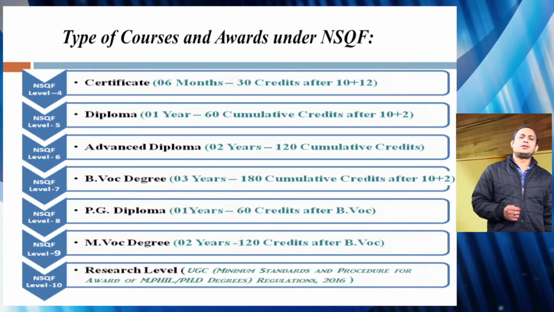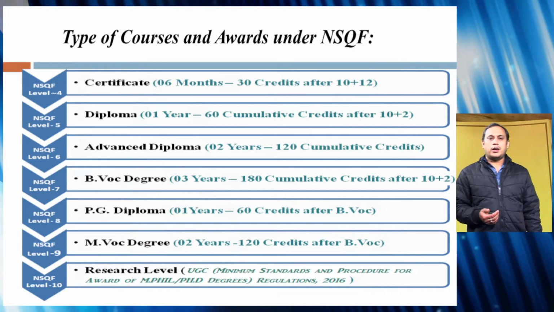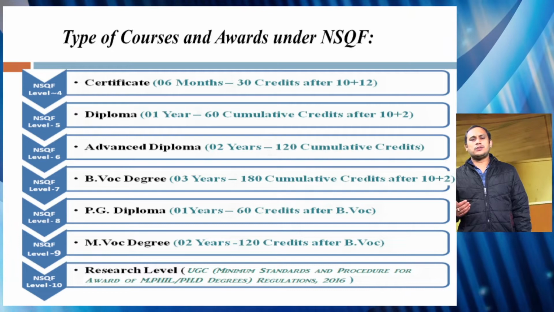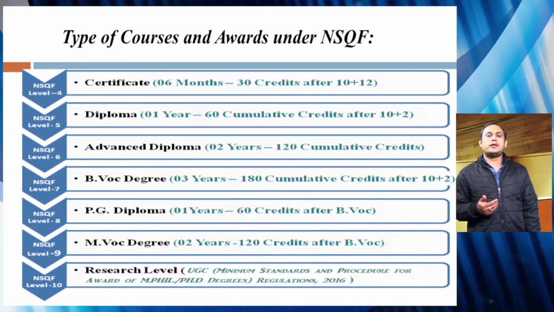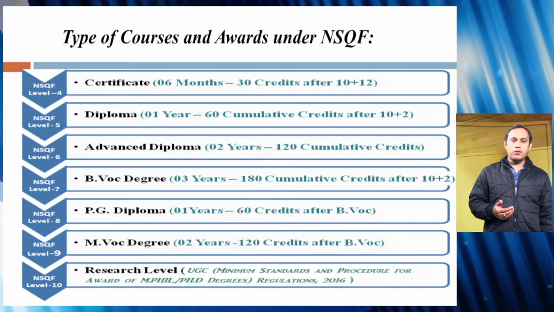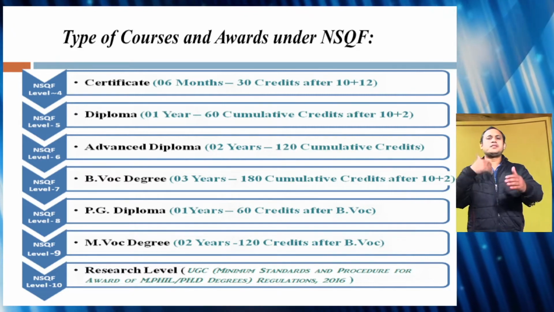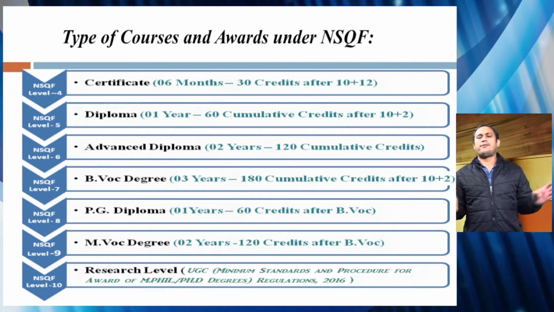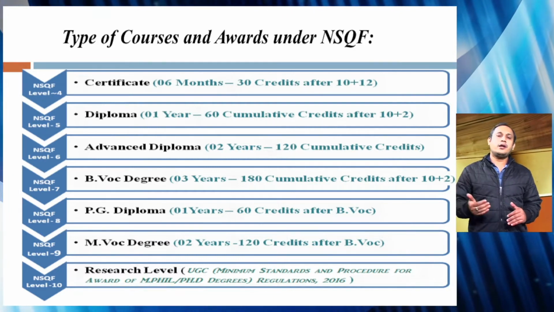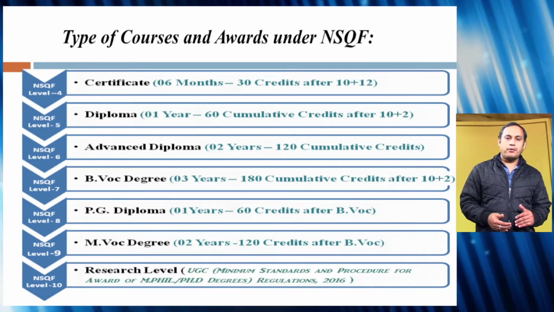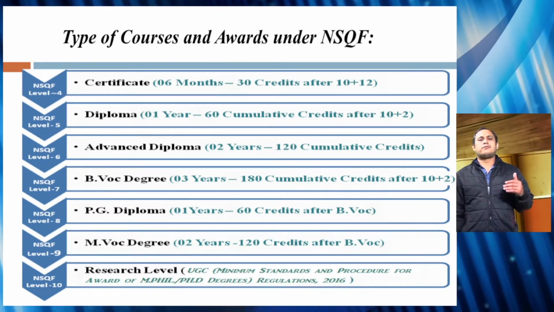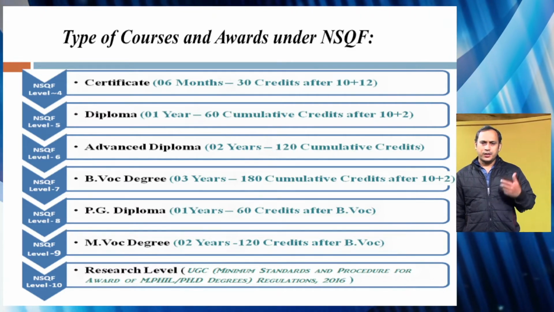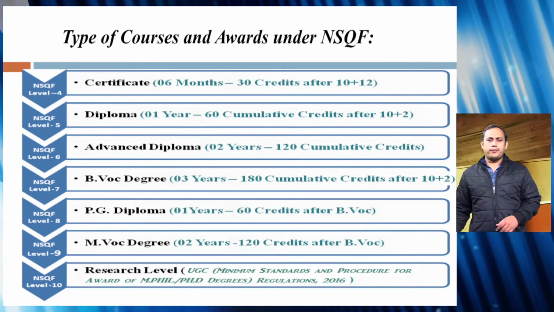Now another course, that is MVOC degree program. This is of 2 years duration, and the total credit is 120 credits, and which can be again pursued after passing the BVOC degree program. So these are basically courses under NSQF, that is certificate course, diploma, advanced diploma, BVOC degree, PG diploma, and MVOC degree. There are some courses where you can also do research level. You can do research under NSQF.